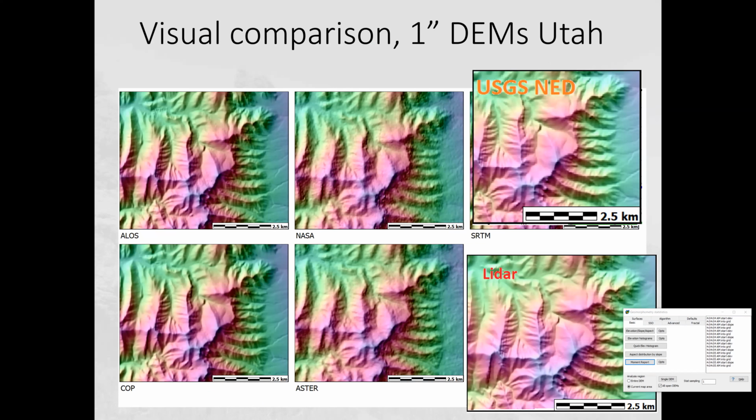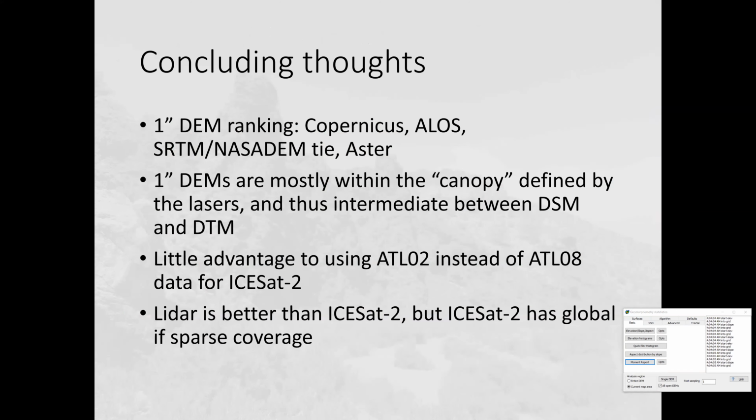Okay, the visual comparison we went over again. The LiDAR is what we're saying is the ground truth. When we compare it with the USGS NED, they're very similar. And then Copernicus comes closest to doing that. So again, our 1 second DEM ranking, Copernicus is the best, then ALOS, SRTM and NASA DEM are in a tie, and then Aster is at the bottom.